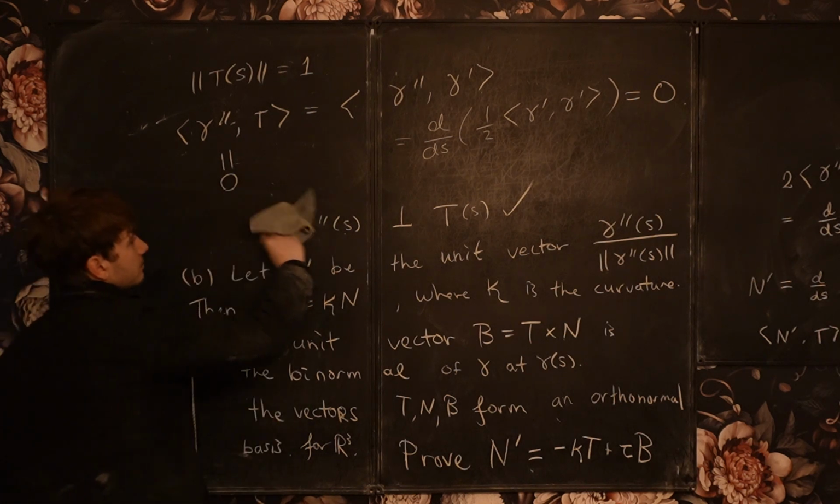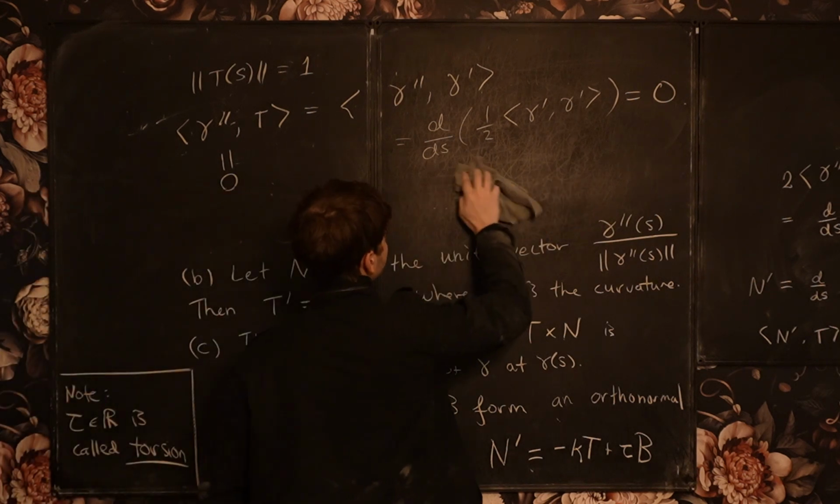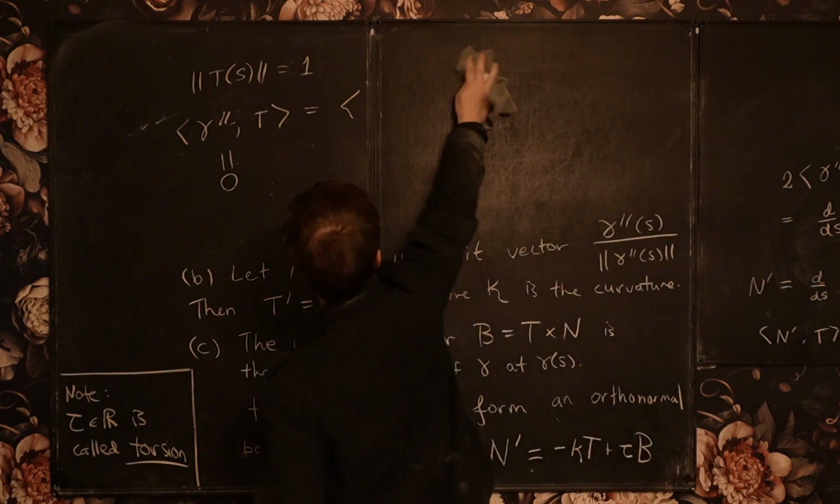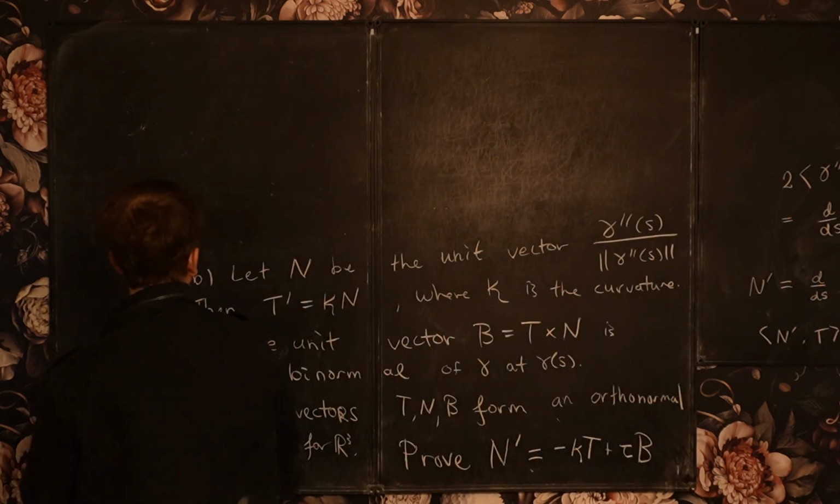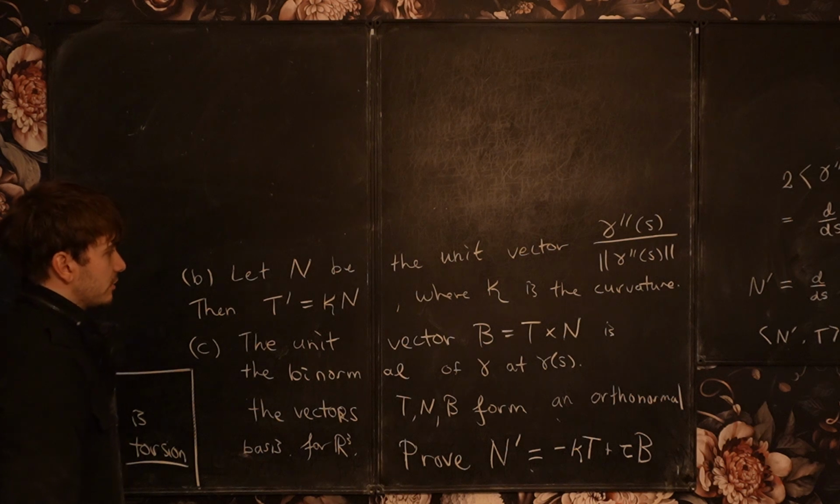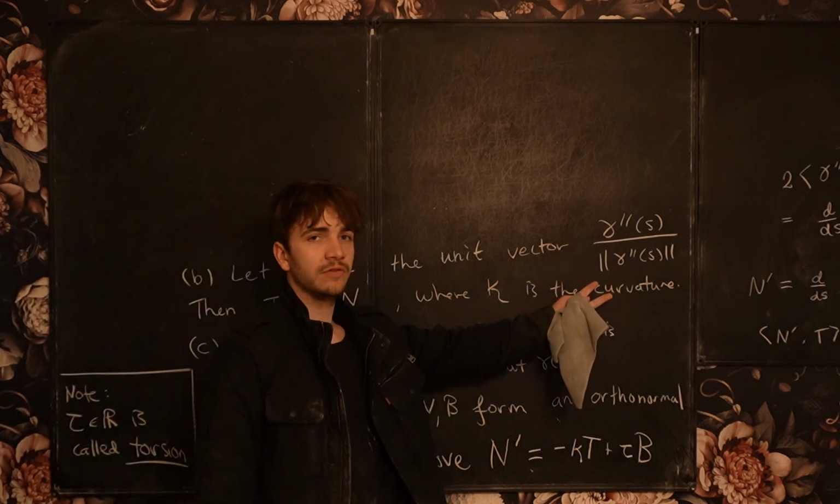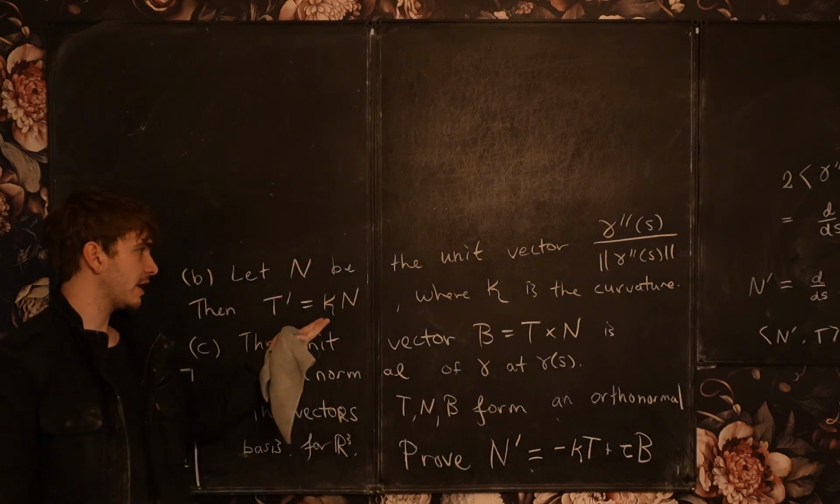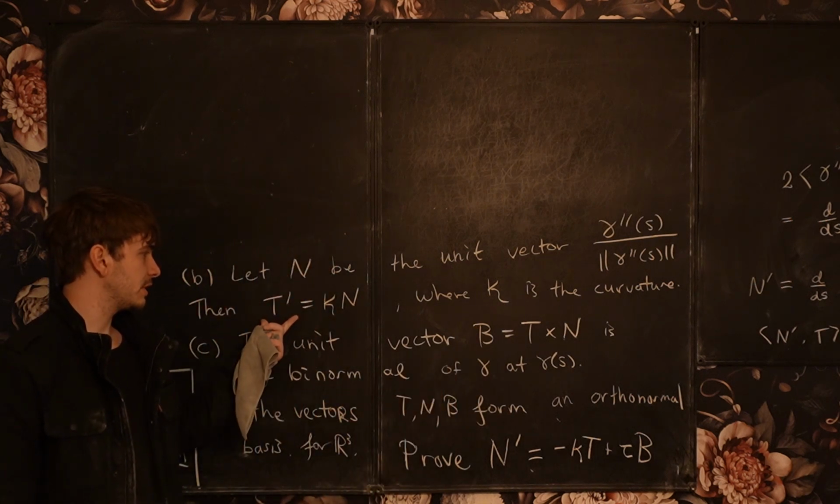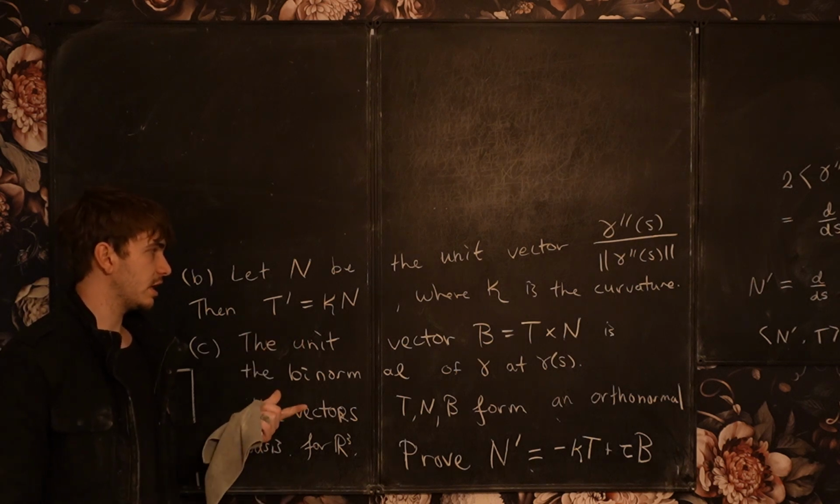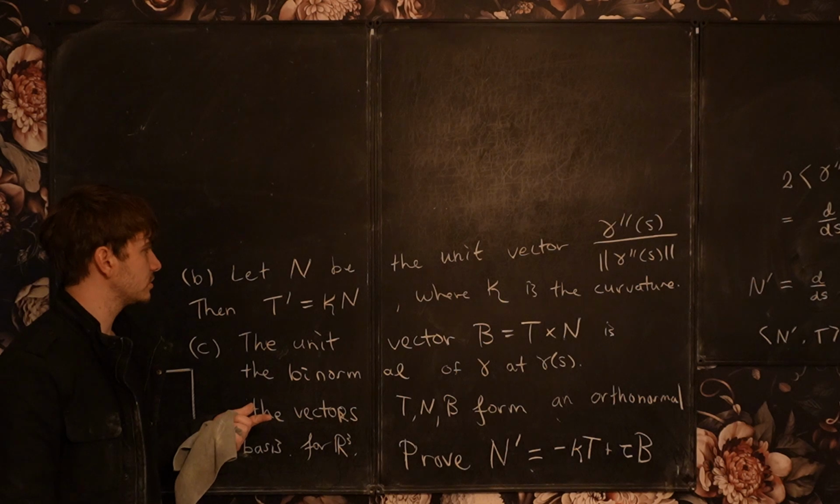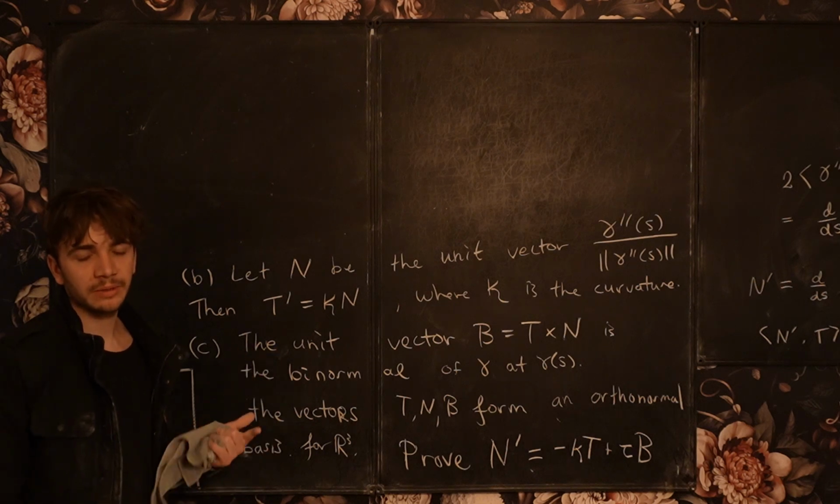Okay, now let's look at part B. Okay, so we're defining n to be the unit vector in the direction of the acceleration, and then we're defining the curvature kappa to be the derivative of the tangent vector. Now, this isn't really a question, this is just a definition, so there's nothing to prove here. It's probably a typo in the book.